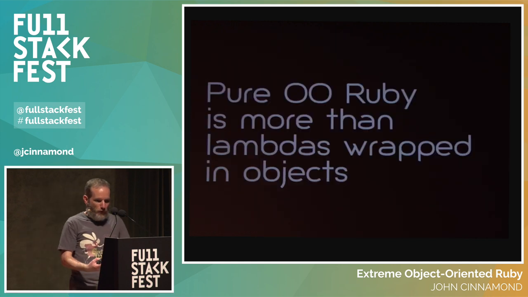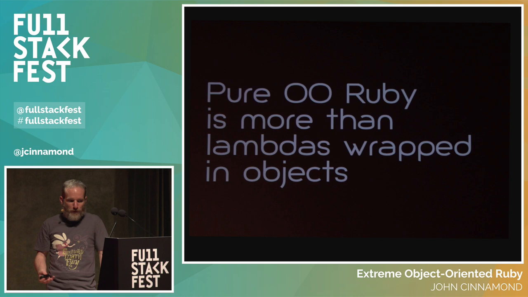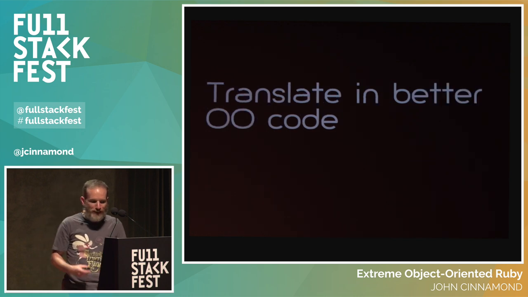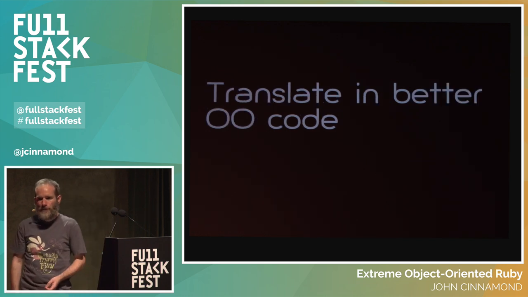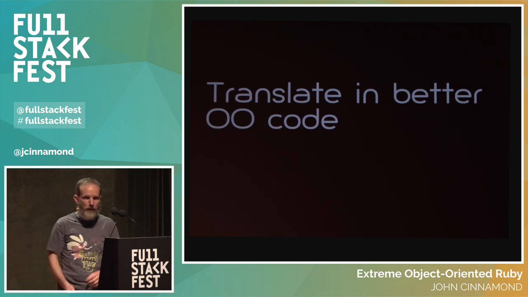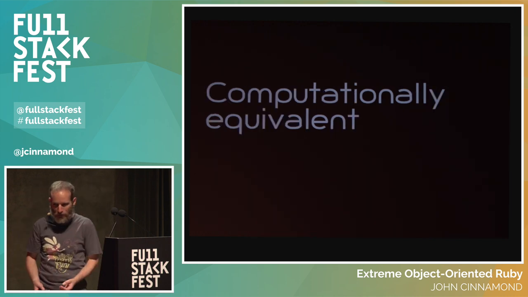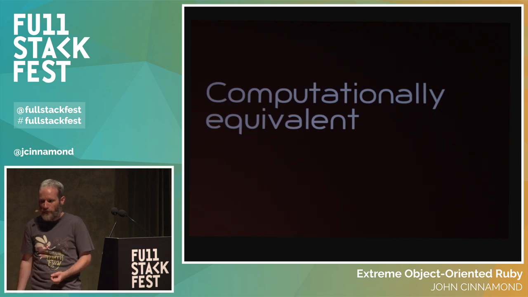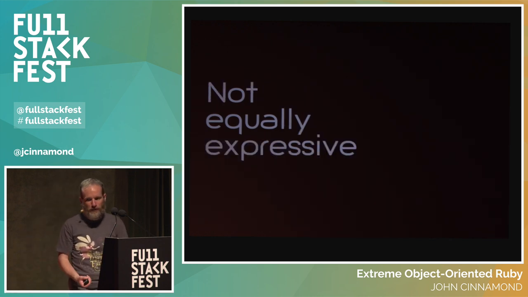So when I wrote my pure OO version, I didn't just take lambdas and wrap them up inside objects. I translated them into better OO code. Because even though our pure OO thing and lambda calculus are computationally equivalent, they can both solve the same sets of problems, they're not equally expressive.